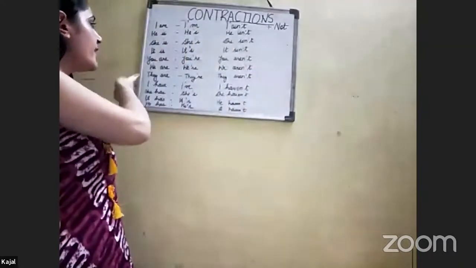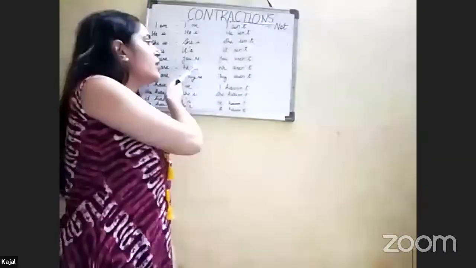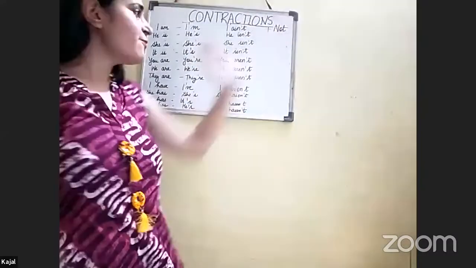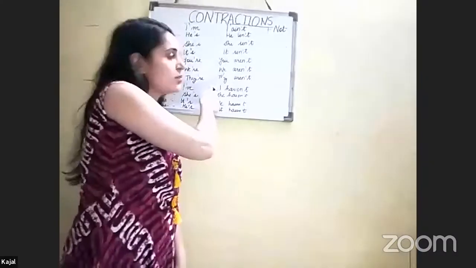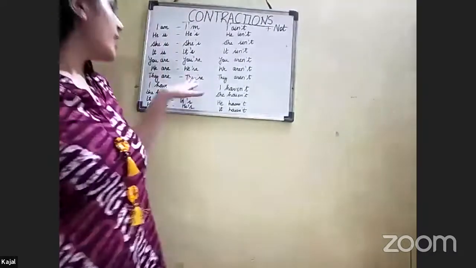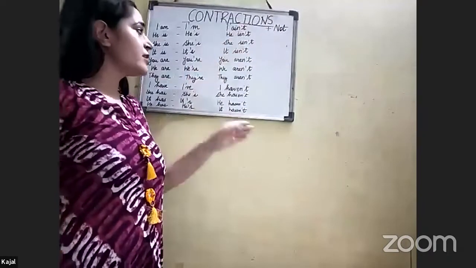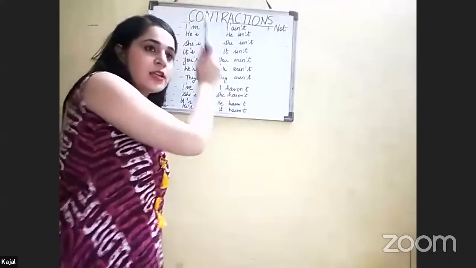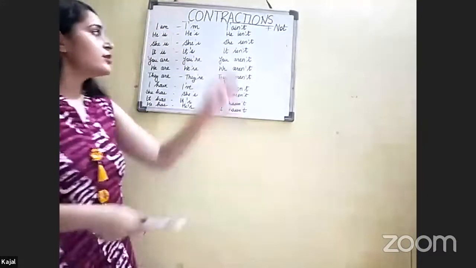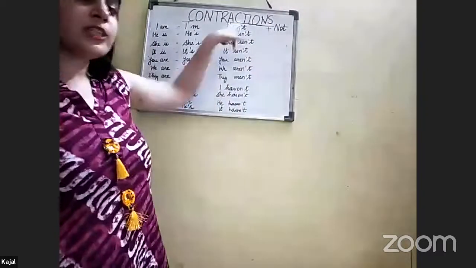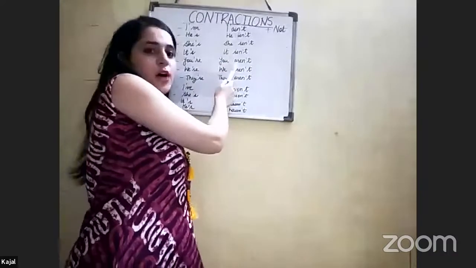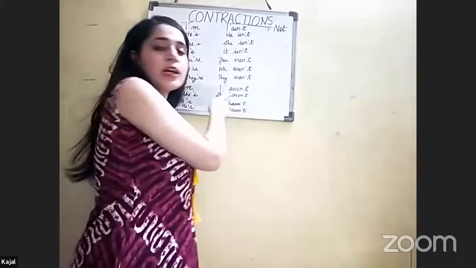Next we have you are. The contraction positive one is you're, but when we come to the negative part, it becomes you aren't. Then we have we are. For we are, the positive contraction was we're, but the negative one will be we aren't. Same way for they are, it will be they aren't. So we have done till here: I ain't, he isn't, she isn't, it isn't, you aren't, we aren't, and they aren't.